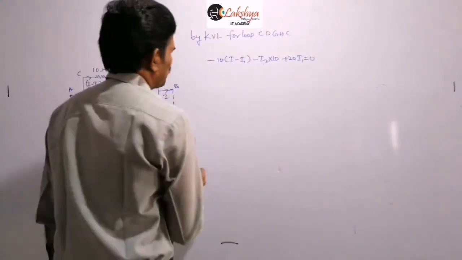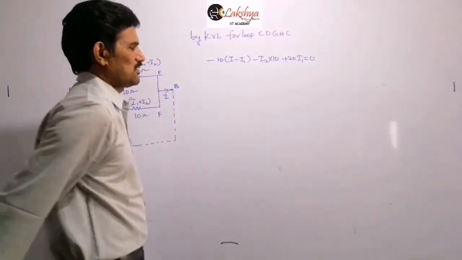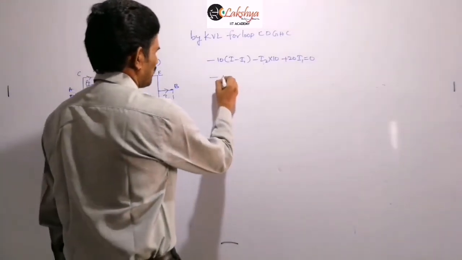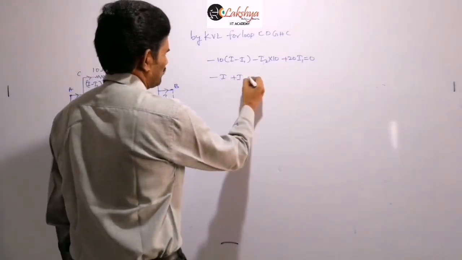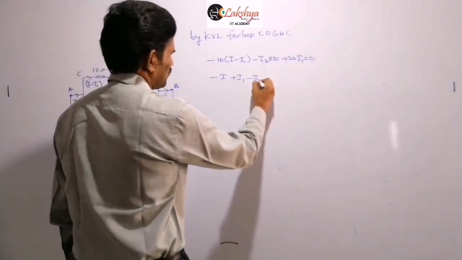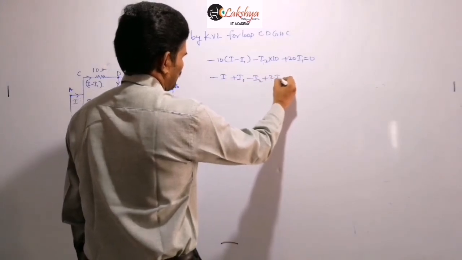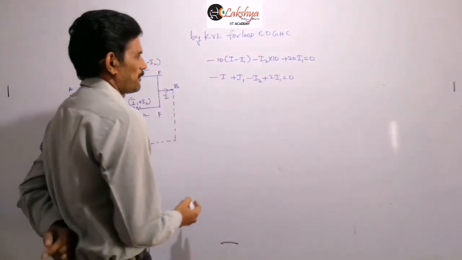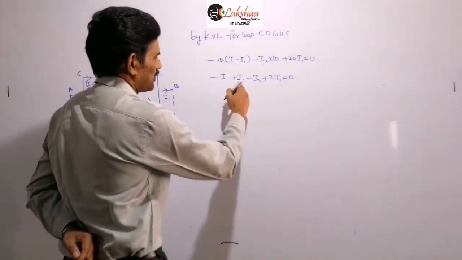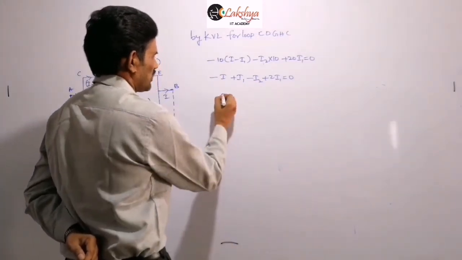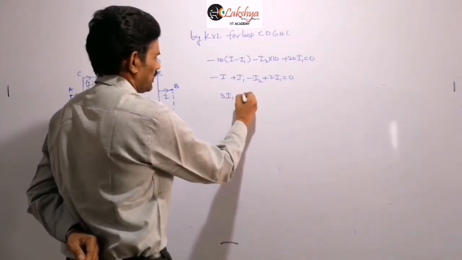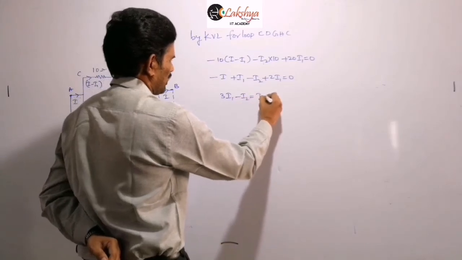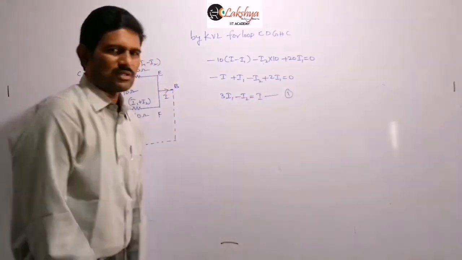And so now let us simplify here. I think I can divide with the 10. Then here directly I am writing here minus I plus I1 minus I2 plus 2I1 is equal to 0, right? And so now in this, minus I plus I1 and this is 2I1, so 3I1 minus I2 is equal to I. Suppose this is one equation, right?